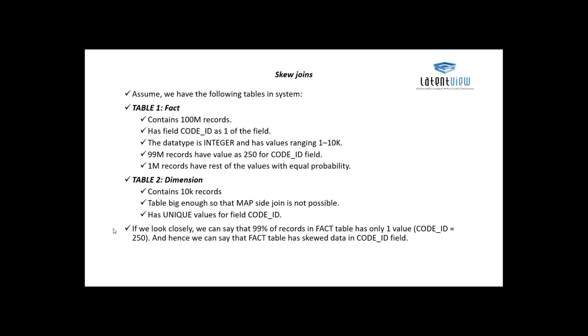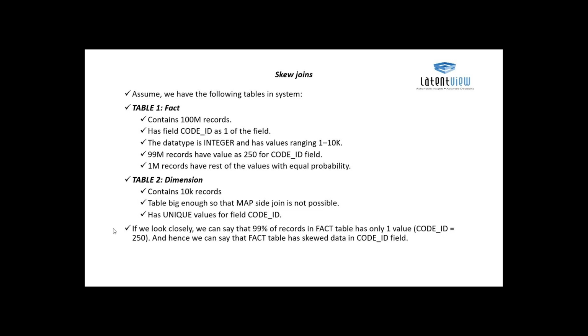So I have two tables. You can see the requirements on the screen. The first table has 100 million records, and it has a field called code ID, and that code ID has values ranging from 1 to 10,000. Amongst which 99 million has the same code ID, 250, and only the remaining 1 million records have values ranging from 1 to 10,000. But the dimension table has 10,000 records, and it is big enough that I'll not be able to do a map side join, and it has a column called code ID, which is always unique.